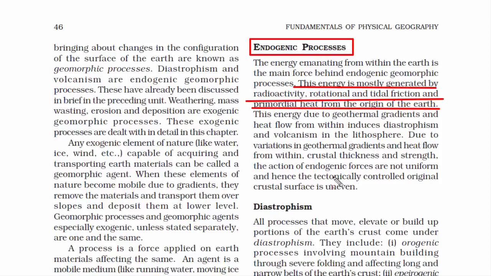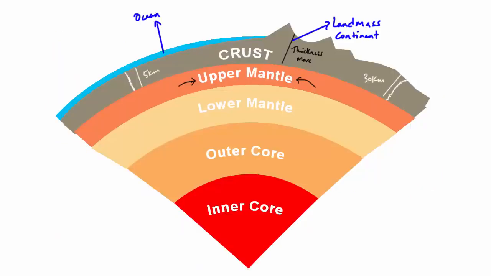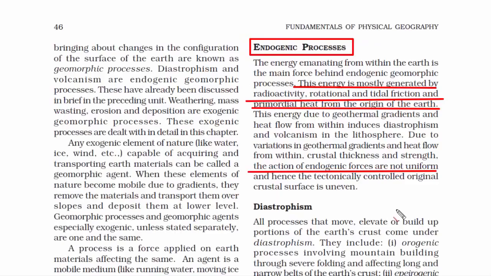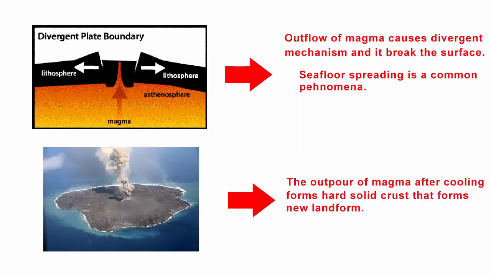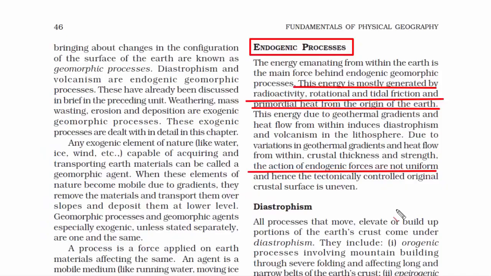Now this point here is very important. The action of endogenic forces is not uniform. What it means is, if you look at the thickness of the crust, which includes both oceanic as well as continental, the thickness varies from place to place. It is not the same everywhere. At some parts the thickness will be very less. In those specific parts, the chances of this molten material, which is magma, coming out of the crust are more likely. And it is this magma which is responsible for both breaking as well as forming new land surface. So always remember, the action of endogenic forces is not uniform.